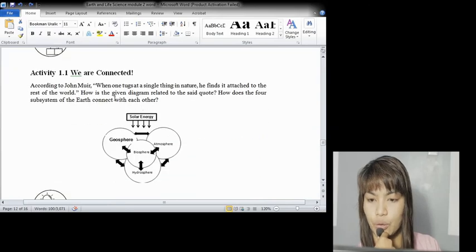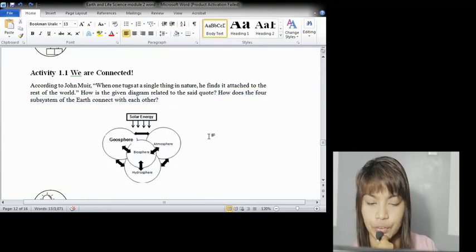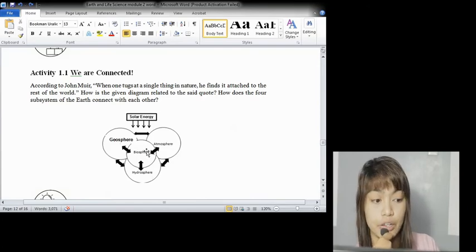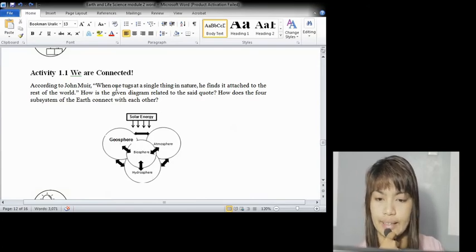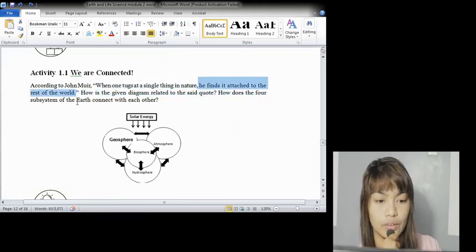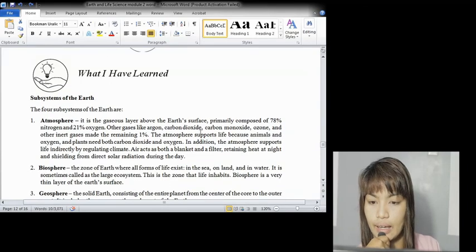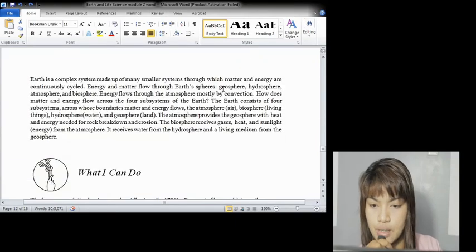And then what's more, you're going to answer how the 4 subsystems of the Earth connect with each other. So how geosphere, atmosphere, hydrosphere, and biosphere connect to each other. And then how this diagram relates to the quote, "When one tugs at a single thing in nature, he finds it attached to the rest of the world." So there are 2 answers for this activity. And then again, what I have learned, we just read it because it's a short summary.